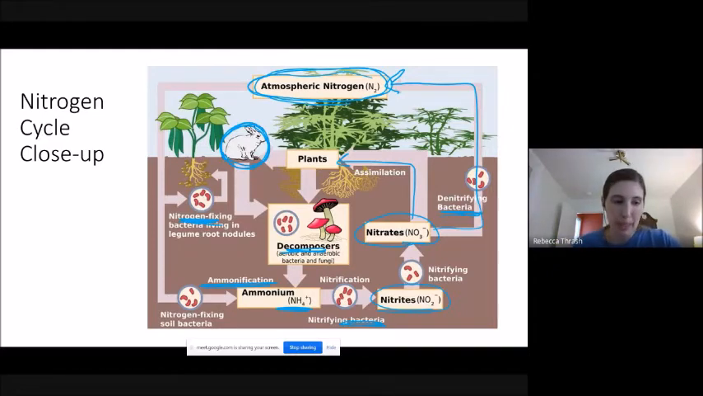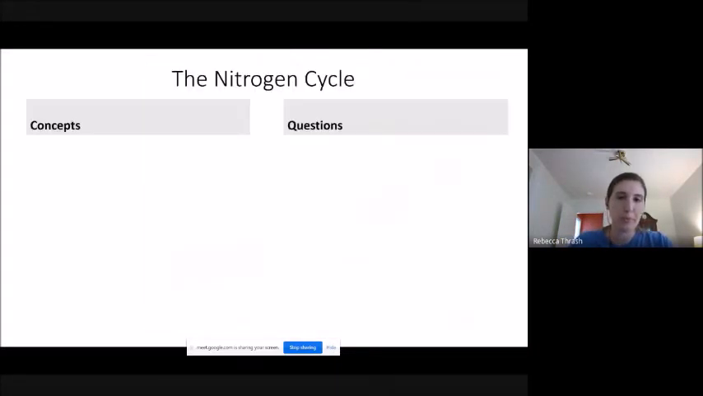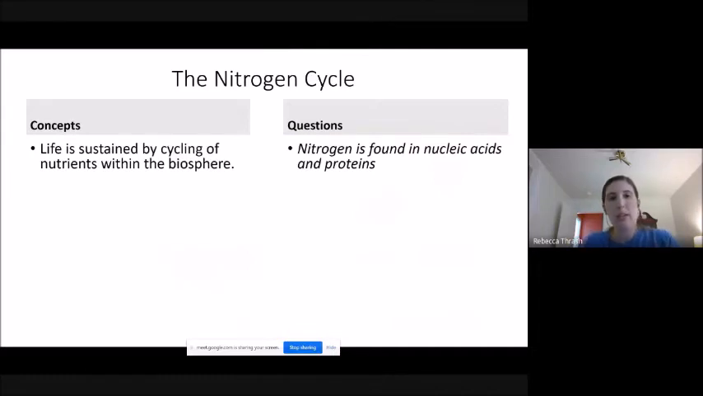So soil bacteria is really important for plant growth and agriculture. So you'll also talk a lot about that when we talk about land use. All right, let's review. So why do we even need nitrogen? Life is sustained by cycling of nutrients, but why do we need this particular one? Well, nitrogen is a big part of nucleic acids like DNA, RNA again, and then also things like proteins.